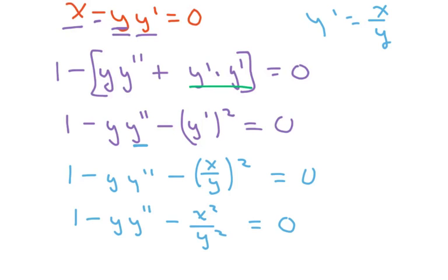Now, on the next slide, I'm going to clear the fractions. This is all over 1, so by multiplying through by y squared, I'm going to multiply everything by y squared. And when you do that, you're going to get y squared minus y cubed times the second derivative of y minus x squared equals 0.